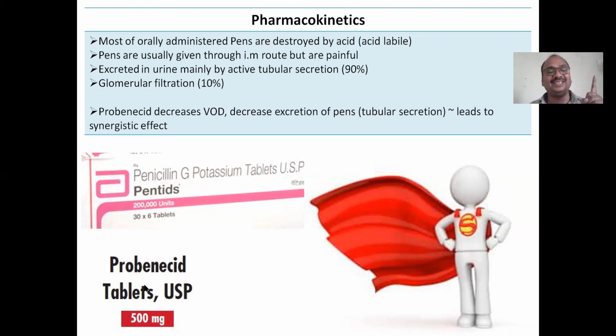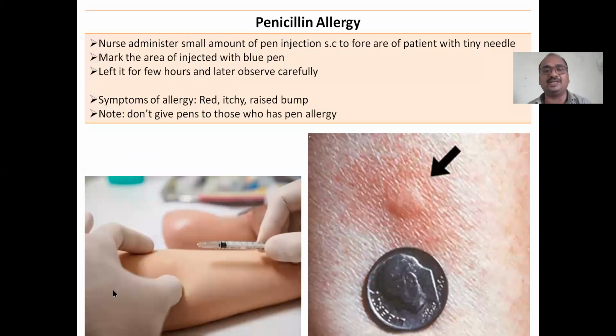See, give probenecid, very, very important. Probenecid and penicillin is a superpower combination, because probenecid prevents the excretion of penicillin from our body. Probenecid acts on tubular secretion and reduces the secretion of penicillin out of the body. So penicillins will stay in our body for a longer time if you are taking probenecid. That's why this combination is very, very important, just like clavulanic acid and all.